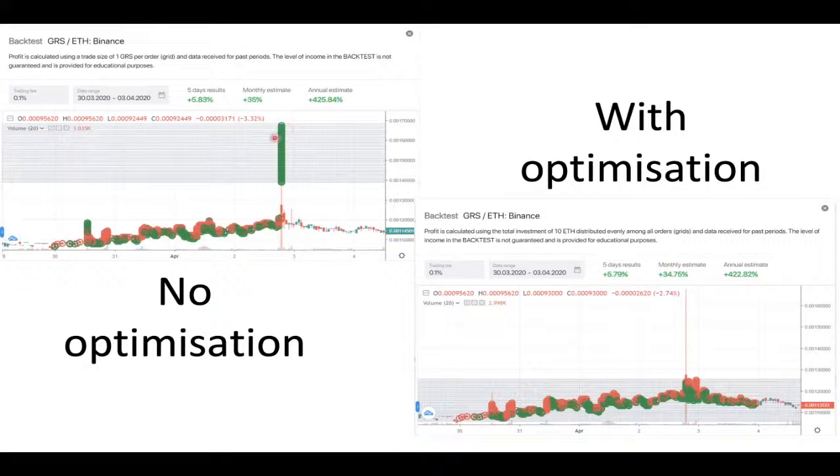Nobody wants to buy high, everybody wants to buy low, and that's what we are working on here. We are working on the algorithm so that you would get a consistent profit inflow, and the algorithm will always buy low and sell high.